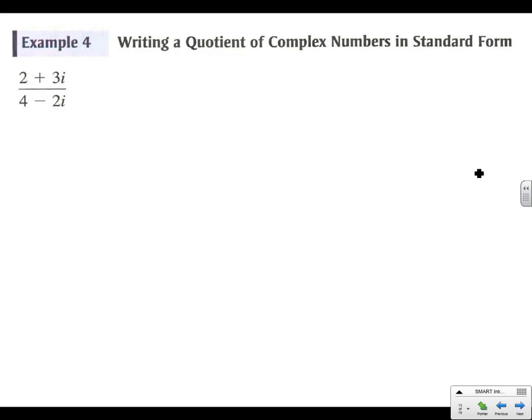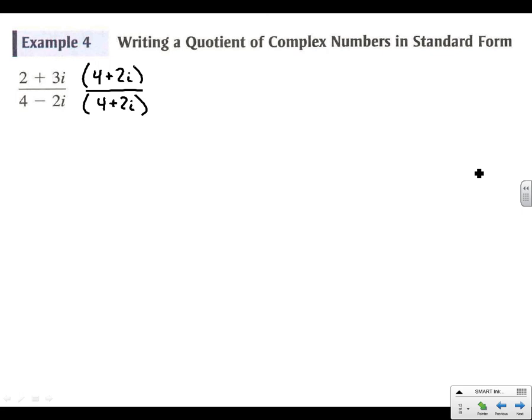Okay, so writing a quotient of complex numbers in standard form, we are not allowed to have square roots in the denominator. You know this from Algebra 2. We're going to have to get rid of that i because i involves a square root. So how do we get rid of it? Well, we multiply top and bottom by the conjugate, because that's going to get rid of our i's, and so that's going to get rid of the square roots.